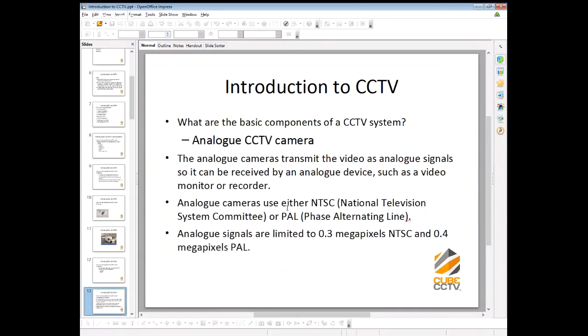Analog cameras transmit video as analog signals to a receiving device, so it could be your recorder or monitor. Analog cameras use either NTSC or PAL. NTSC is used in some parts of America, and PAL in parts of the UK and some parts of Europe. Analog signals are limited to 0.3 megapixel if it's NTSC, and if it's PAL, then it is 0.4 megapixel. So it's not full HD or 1 megapixel.